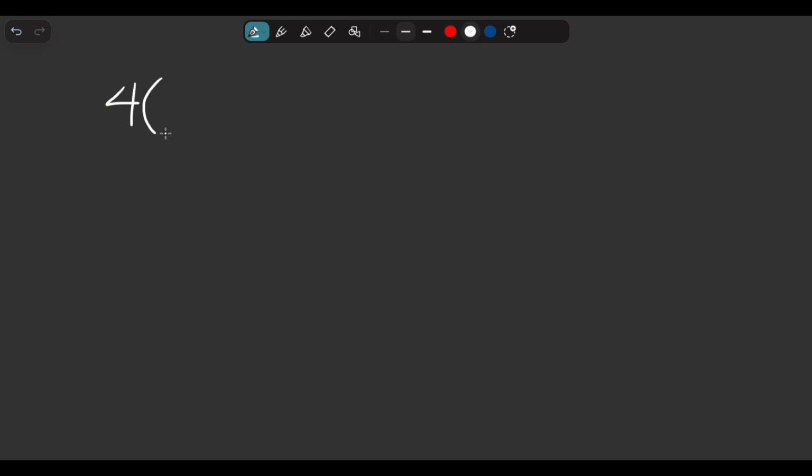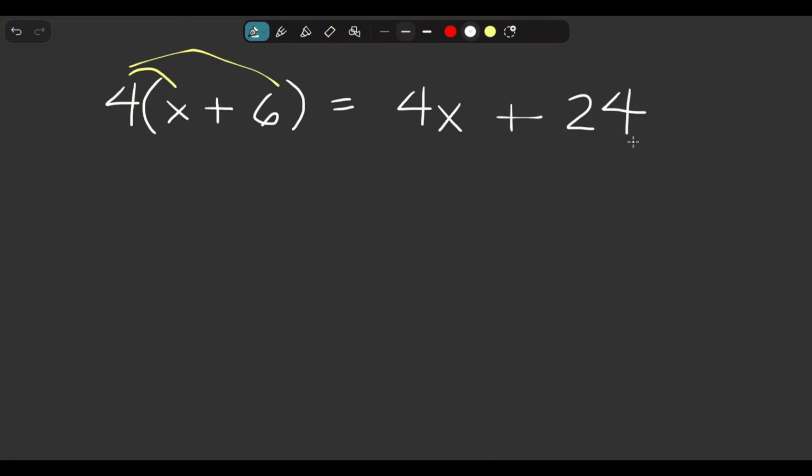Four times the quantity of x plus 6. Using the distributive property, 4 times x plus 4 times 6. Now, simplify. 4 times x equals 4x. 4 times 6 is equal to 24. Therefore, 4x plus 24 is the final answer.